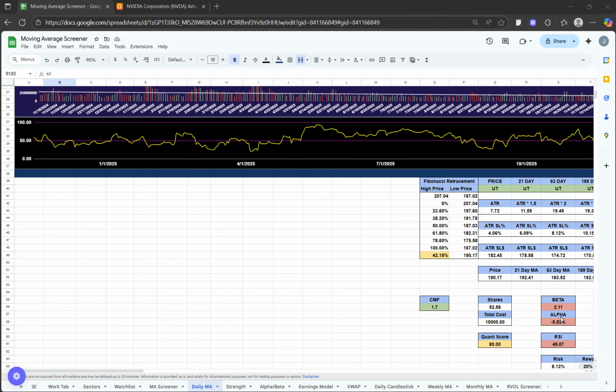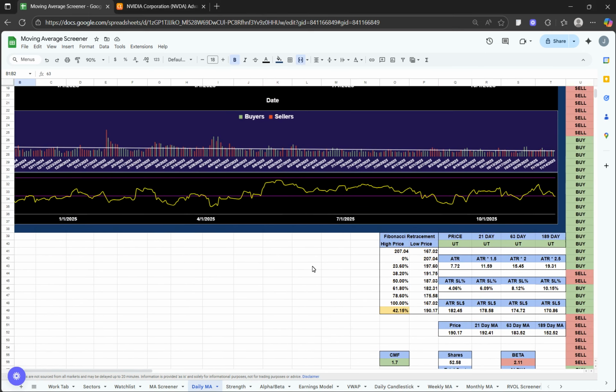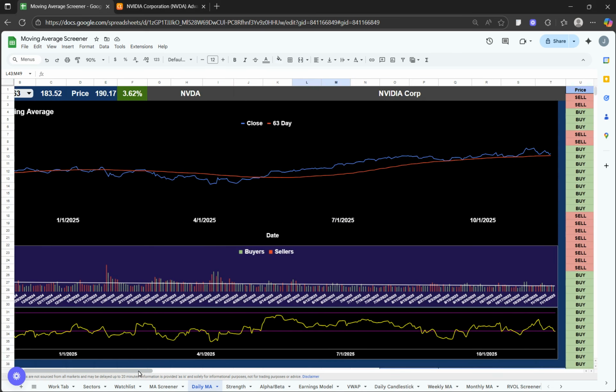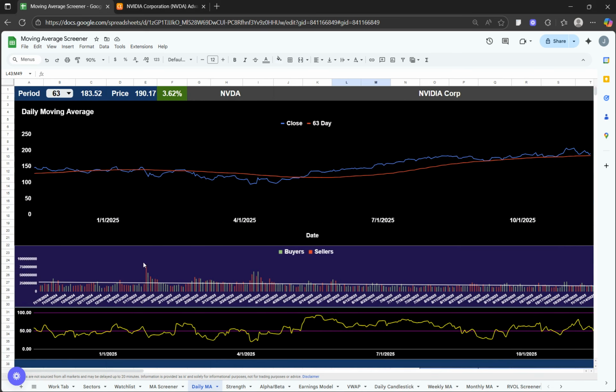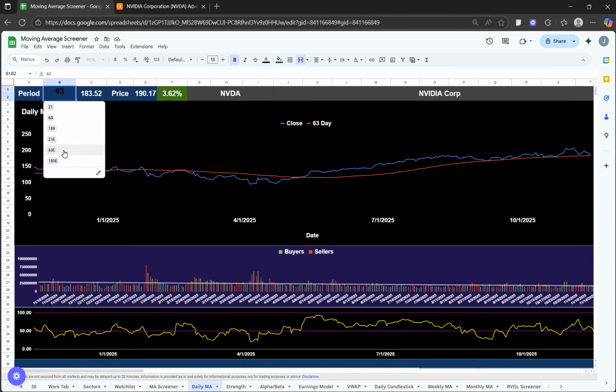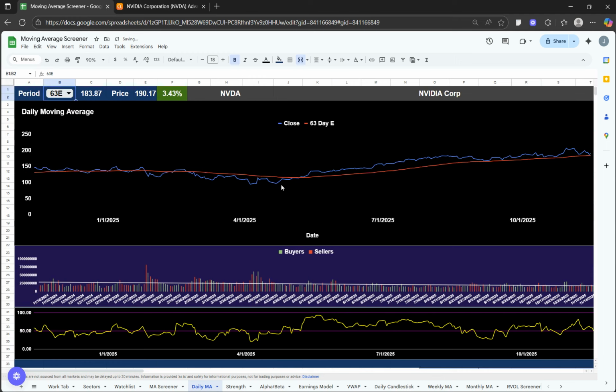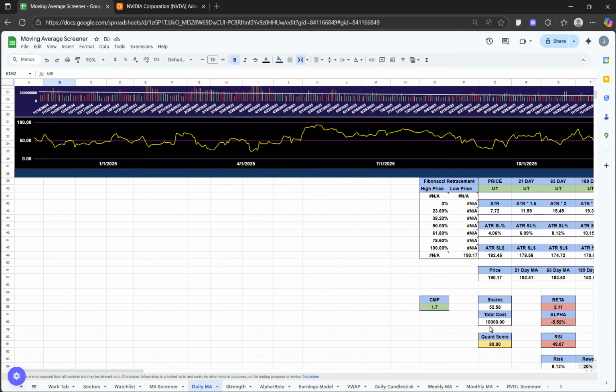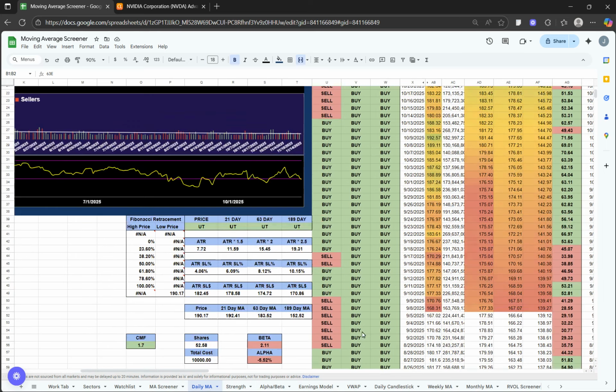Actually, that's not necessarily outperformance. When we're looking at alpha, we're comparing it to taking a risk-free interest rate versus buying a stock, versus buying an index and comparing it to a risk-free interest rate of AAA bonds. So if we look at the 63 exponential moving average, we are above that, and we've held that for quite some time. We are just below the 50 RSI.